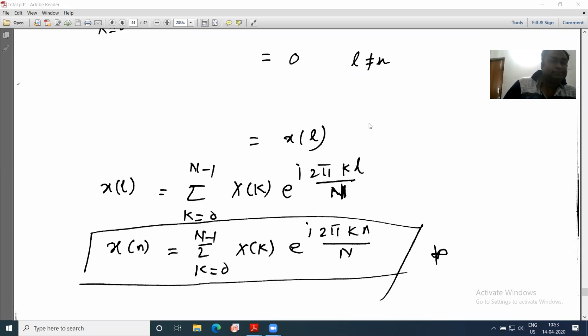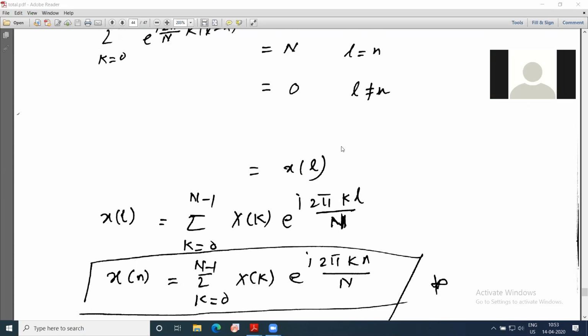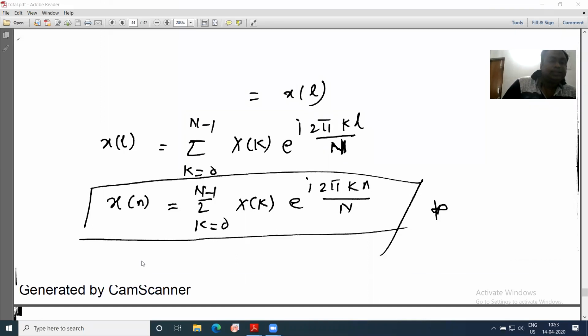Agreed? Everybody follow this. Here it is a mistake. You have to write this is n. Anyway, I will correct it. So this will be x of l times n. Well, x of l equals 1 by n times this thing. Well, x of n will be the sum over k equal to 0 to n minus 1 of x of k e power j 2 pi k n by n. This will be multiplied by 1 by n. Agreed?